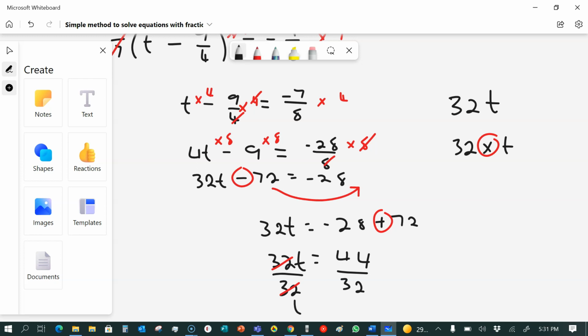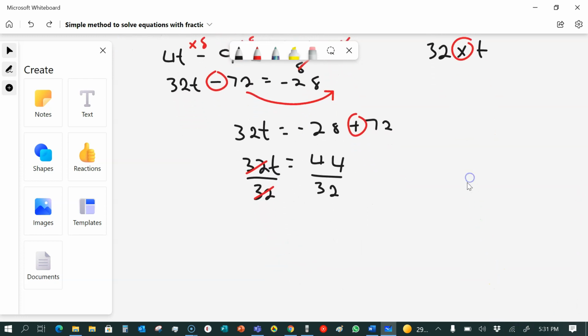So I'm left with 1t here. Let me just move my board up a little bit. So that means I'm left with 1t. We don't usually write the 1, it's there, just invisible, and then equal to 44 over 32. You can simplify this, and if it is a mixed number, it's entirely up to you. If you have a casual calculator, the scientific one can simplify this for you with ease.